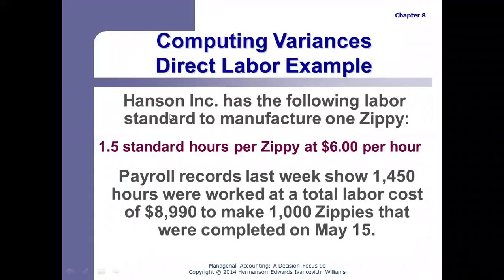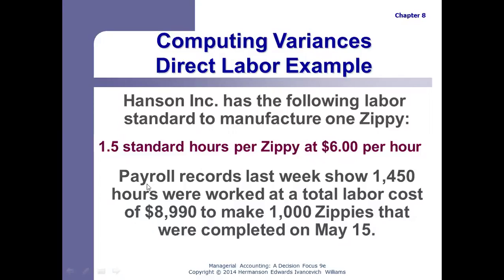Okay, so we've computed the materials variances. Now we look at the labor variances. This same company has the standards of 1.5 standard hours per zippy, so that means each zippy should take 1.5 hours to make. And our goal, or our standard, is to pay $6 per hour. This is either old or it's in another state that has a much lower minimum wage, because that's way low.